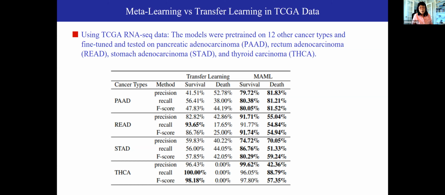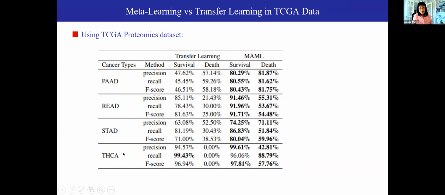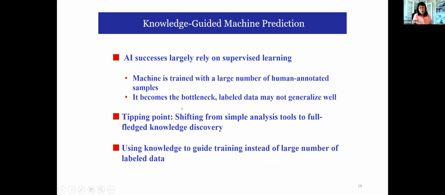Of course, this is only transferring between cancers. If you want to transfer between cancer data and some other diseases like Alzheimer's, that's a different story. The distribution of the data may be completely different, so even using meta-learning may not work well. I should point that out. We did this on different datasets also, but I will stop there.